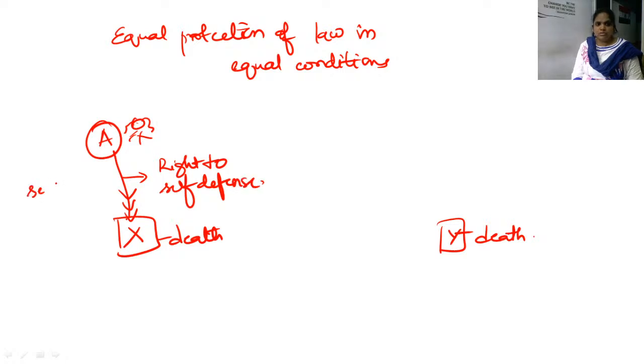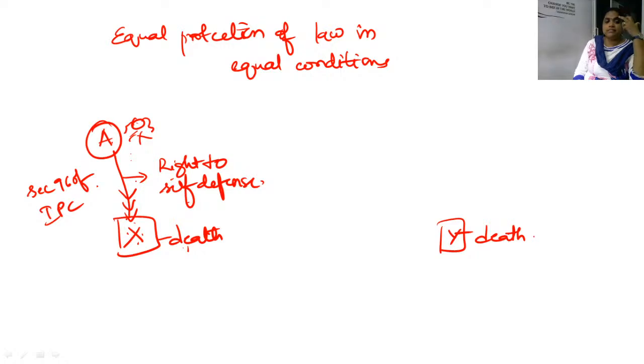So according to the Indian Penal Code, a woman called A killed X. A is the reason for the death caused to X. But why did she cause death to X? Because she tried to protect herself from the attacks of X, which is called the right of self-defense under the IPC. Now there is Y.